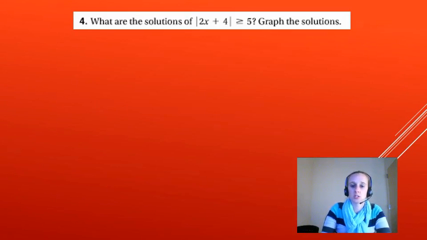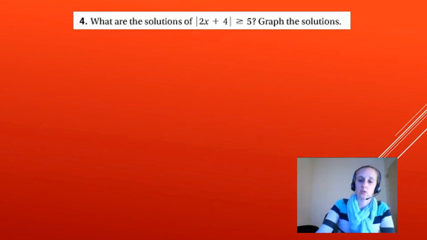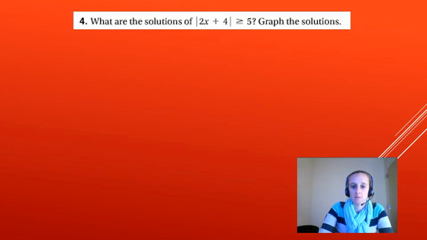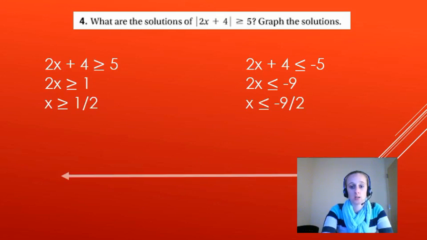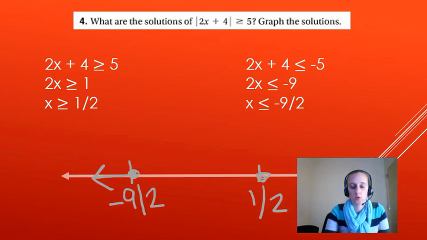So what are the solutions of the absolute value of the quantity 2x plus 4 is greater than or equal to 5? Remember, you need to have both a positive and a negative. When you make it negative, you need to change your sign. So you have 2x plus 4 is greater than or equal to 5, and 2x plus 4 is less than or equal to -5. Add or subtract 4 from both sides, divide both sides by 2, and then graph. Your graph would look like that.